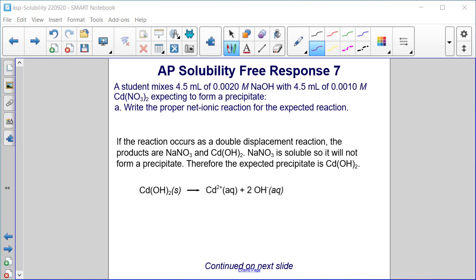Part A, write the proper net ionic reaction for the expected reaction. If the reaction occurs as a double replacement reaction, the products are sodium nitrate and cadmium hydroxide. Sodium nitrate is soluble, so it will not form a precipitate. Therefore, the expected precipitate is cadmium hydroxide. So we have cadmium hydroxide solid produced from its ions cadmium 2 plus and 2 hydroxide ions.